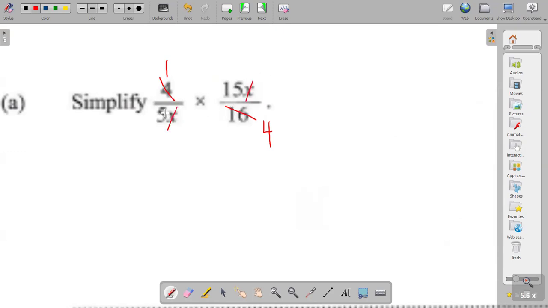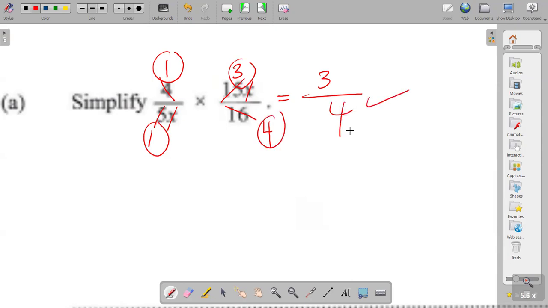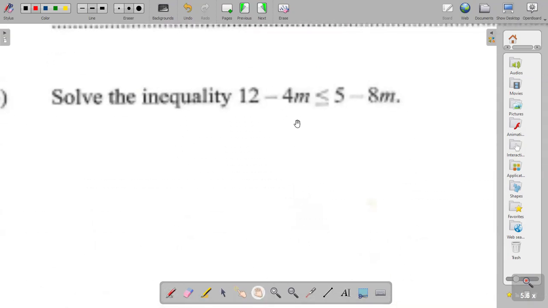Now look at the coefficients. 5 into itself once, 5 into 15, 3 times. So nothing else left to cancel. So it's 1 times 3 is 3. 1 times 4 is 4. So that's your answer. Moving along.